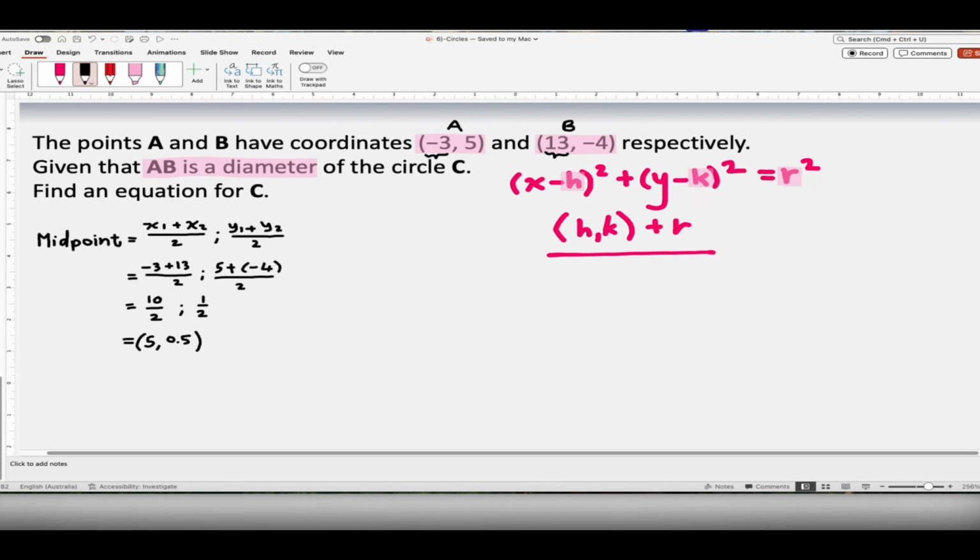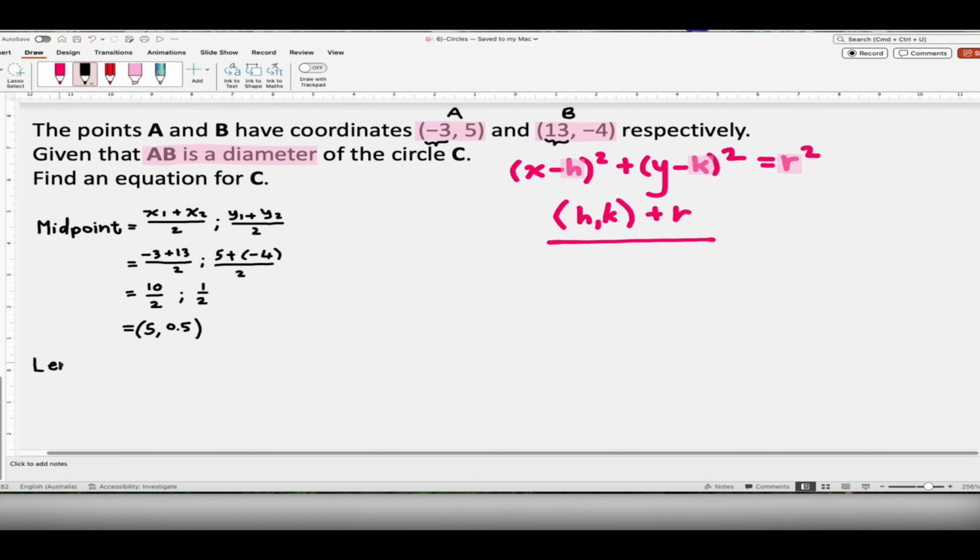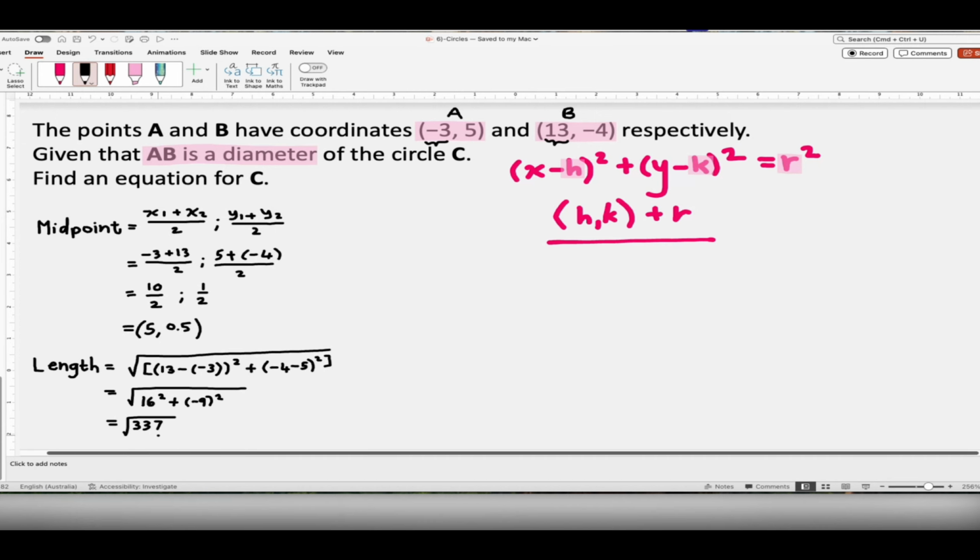Now we need to find the length of AB. How can we find the length of AB? We have to use the distance formula, right? So what is the distance formula? If we simplify that, we get 16 squared plus -9 squared, and that gives us 337. All right, now we need to find the radius.